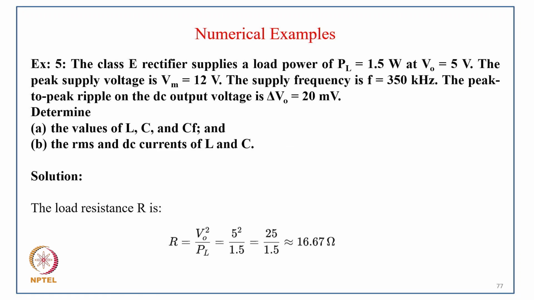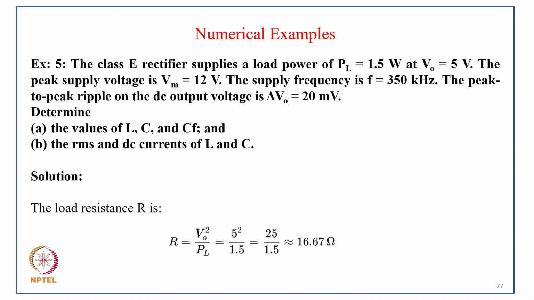Coming to example 5, the class C rectifier supplies a load power of PL equal to 1.5 watts at VO equal to 5 volt, and the peak supply voltage is VM equal to 12 volt, and the supply frequency is F equal to 350 kHz. The peak to peak ripple on the DC output voltage is delta V0 equal to 20 millivolt, and determine A, the value of L, C and CF, and B, the RMS and DC current of L and C.